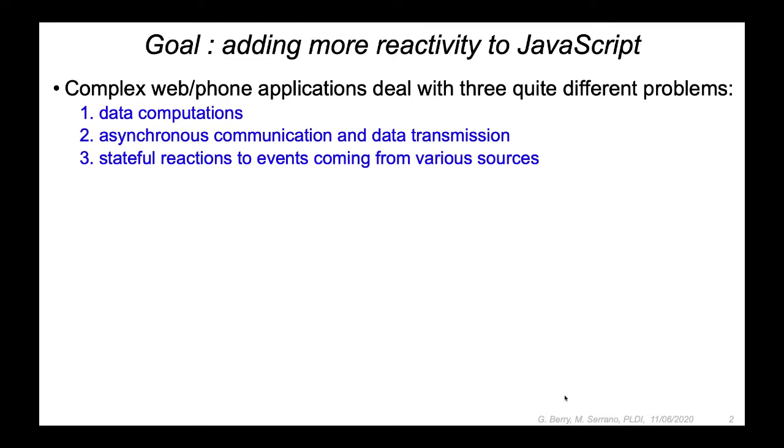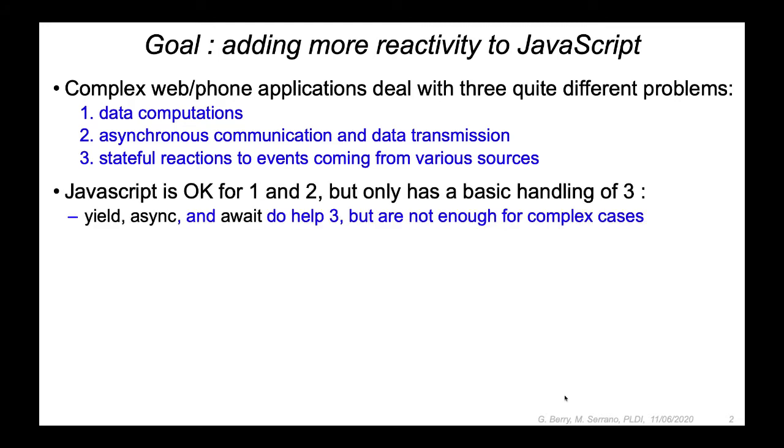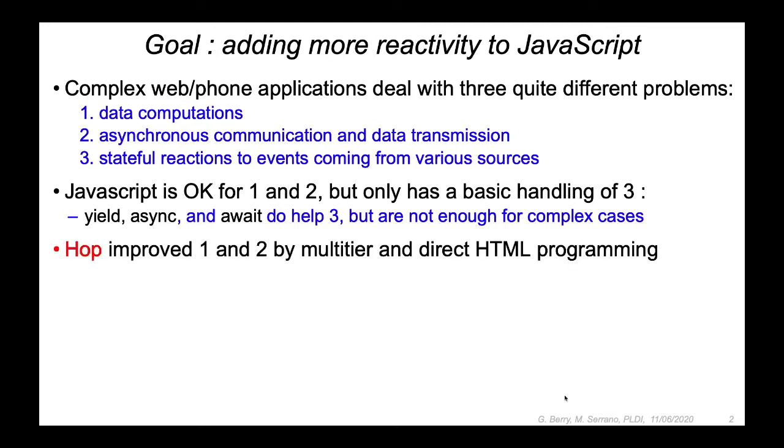Complex web phone applications deal with three quite different problems: data computations, asynchronous communication and data transmission, and stateful reactions to events coming from various sources, and this is usually a source of difficulties. JavaScript is okay for 1 and 2, but only has a basic handling of 3 with yield, async, and await, that do help, but are not enough for complex cases.